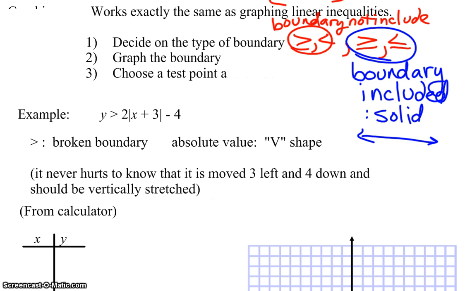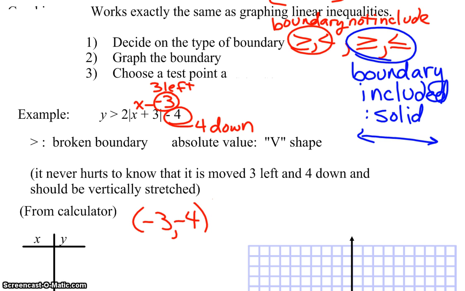Also, we learned yesterday how the graph moves around on the coordinate plane. Because it's x plus 3, or the equivalent of x minus negative 3, we know that the graph is going to move 3 to the left, and because of the minus 4, it's going to move 4 down. That means our vertex is going to be at negative 3, negative 4.